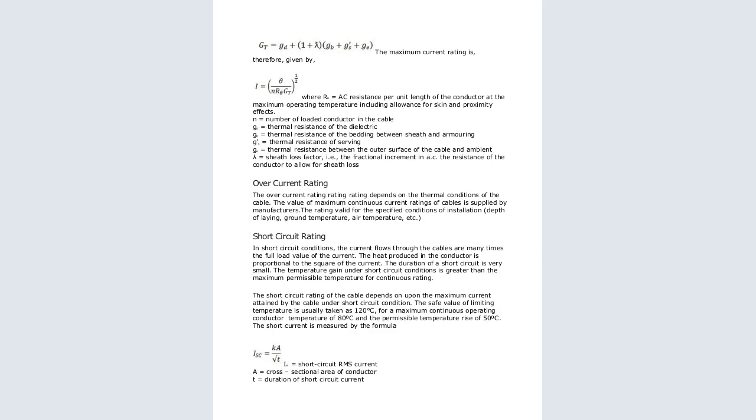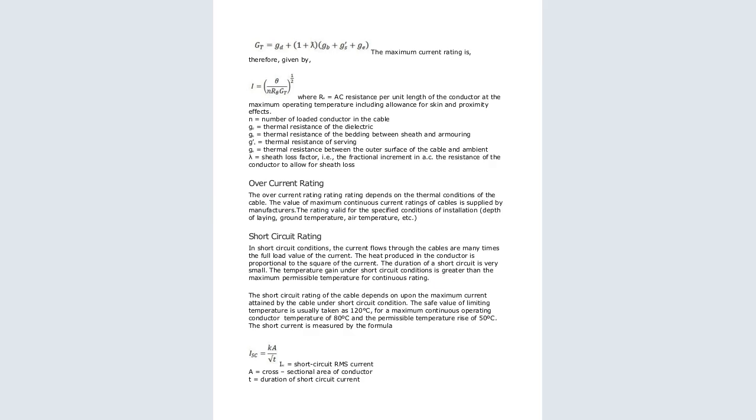So you can see the formula for calculating the current rating, and then we have the resistance, where R is the AC resistance per unit length. These are the factors. We said that is one of the factors in selecting the cable size or the type. And then we have the overcurrent rating. The overcurrent rating depends on the thermal conditions of the cable. So the value of maximum or continuous current rating of a cable is supplied by manufacturers. The rating is valid for specified conditions of installation, depth of laying, that is ground temperature and air temperature.